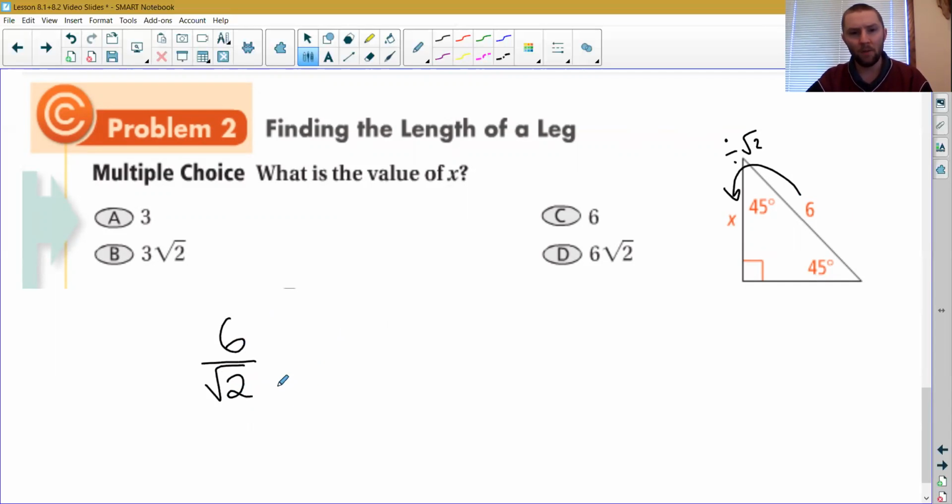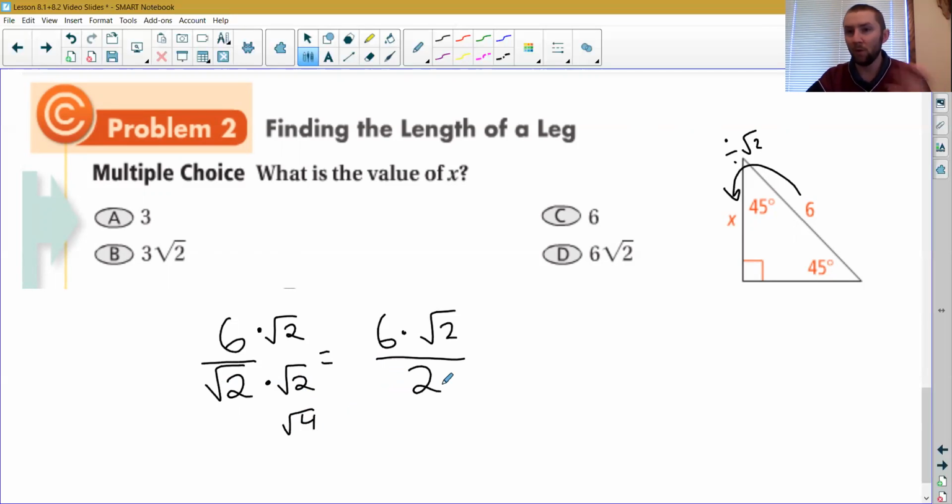So what I'm going to do is multiply the bottom of the fraction by radical 2. I'm also going to multiply the top of the fraction by radical 2. And I'm going to simplify each of those. So it's 6 times radical 2 over, and then radical 2 times radical 2, that becomes radical 4. Radical 4, though, is just 2, right? Square root of 4 is 2. So I end up with this, where the bottom square root goes away, but that square root of 2 shows up on the top.